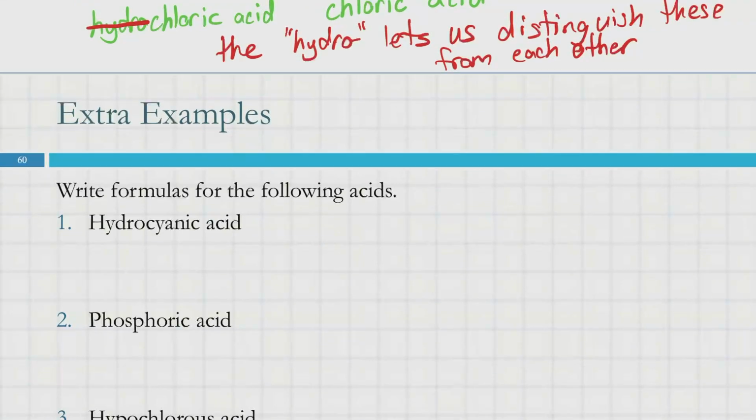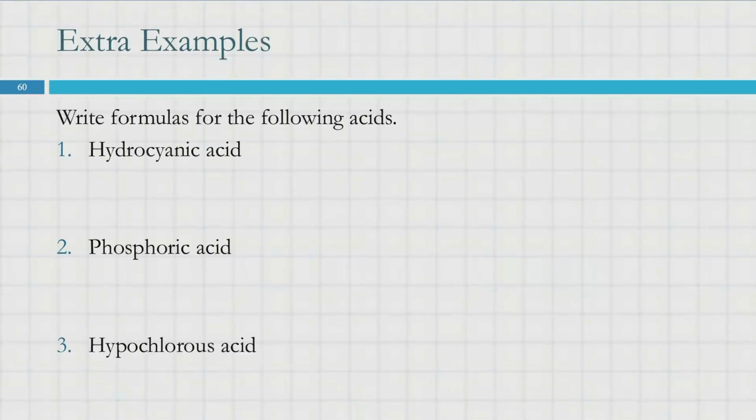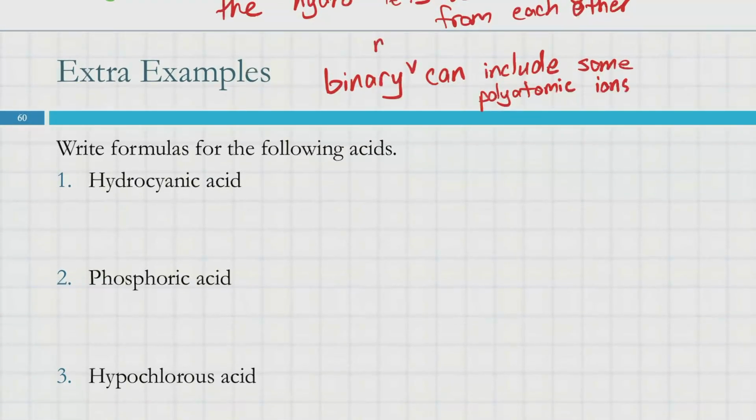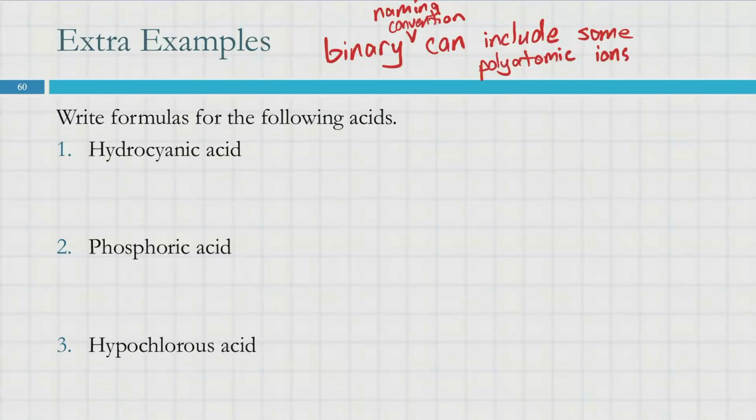All right, some extra examples. We can also have things that follow the binary acid convention, sort of loosely. It can include some polyatomic ions. Note this is the binary naming convention, the nomenclature. So hydrocyanic acid, the hydro at the front lets us know that it's a binary acid.